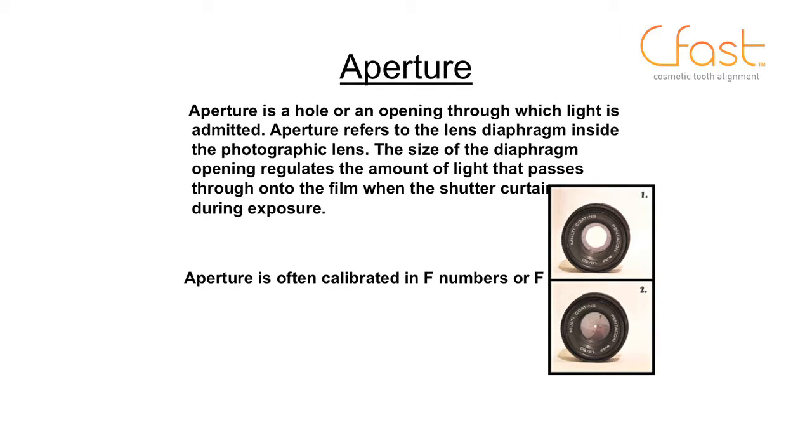Now the aperture is the amount of light that comes into the camera. We can see here the diaphragm inside the photographic lens, and the size of the diaphragm regulates the amount of light that's coming in. The aperture is calibrated by an f-stop, so we call it the f number.